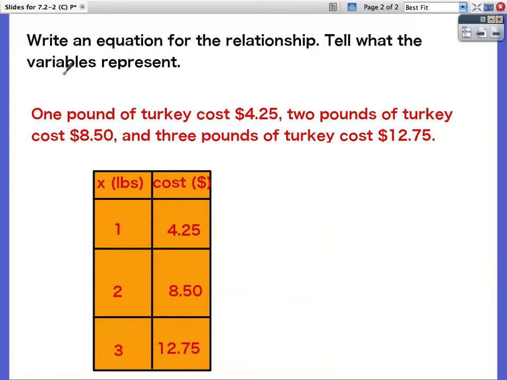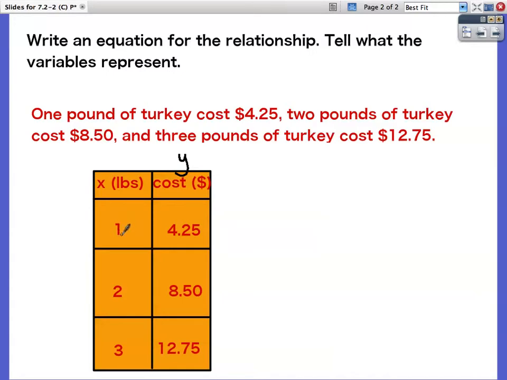The directions say write an equation for the relationship. Tell what the variables represent. Okay, so here's our problem. 1 pound of turkey cost $4.25. 2 pounds of turkey cost $8.50, and 3 pounds of turkey cost $12.75. So I made a table here, and I made my inputs, or my x's, the pounds, and I made my outputs, or the y values, the costs that were associated with each pound of turkey.